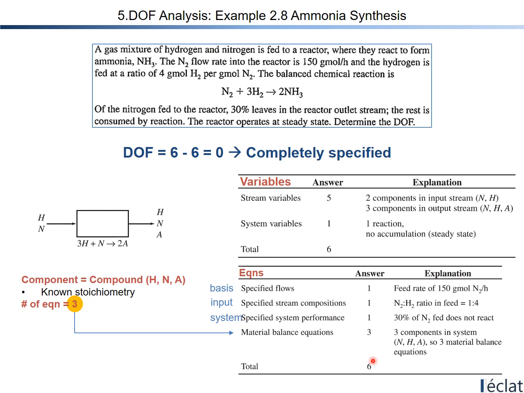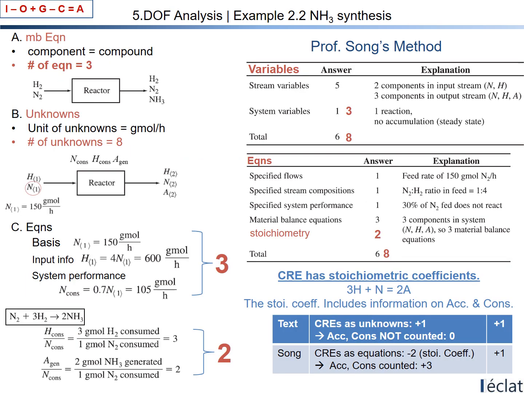Then we are very happy because we have 6 unknowns and we have 6 equations, and this problem is well specified. You have just finished the degree of freedom analysis for the ammonia process. Right now you know that the degree of freedom of this problem is 0, so we can solve this problem.